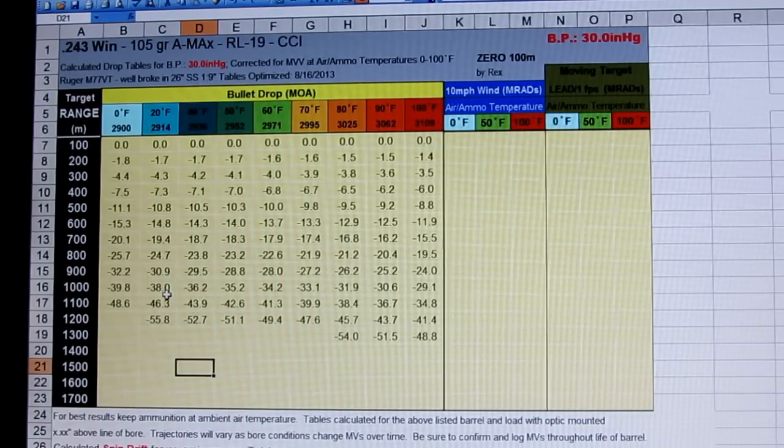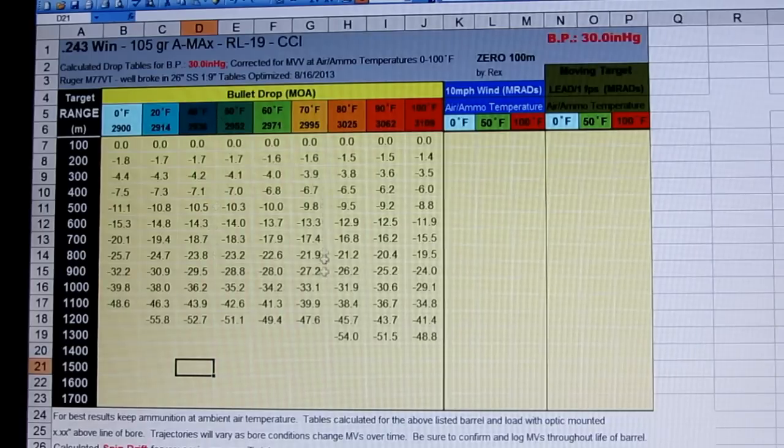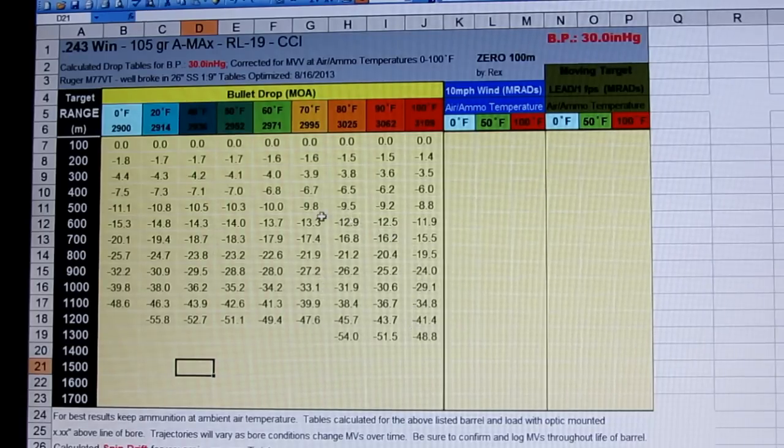You also want to notice that your drop is going to get increasingly less as your muzzle velocity climbs and your temperature increases. So let's just look at 1,000 meters and we'll just do a real quick test. 39, 38, 36, 35, 34, 33, 31, 30, and 29. Okay, so we don't have anything pasted grossly in the wrong spot here as far as we can tell.